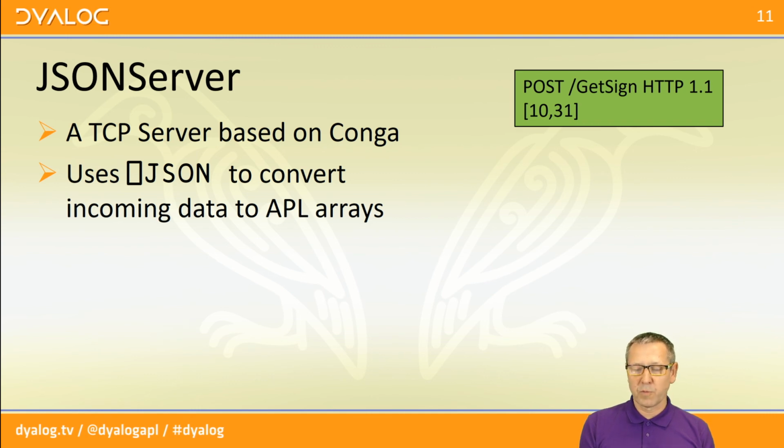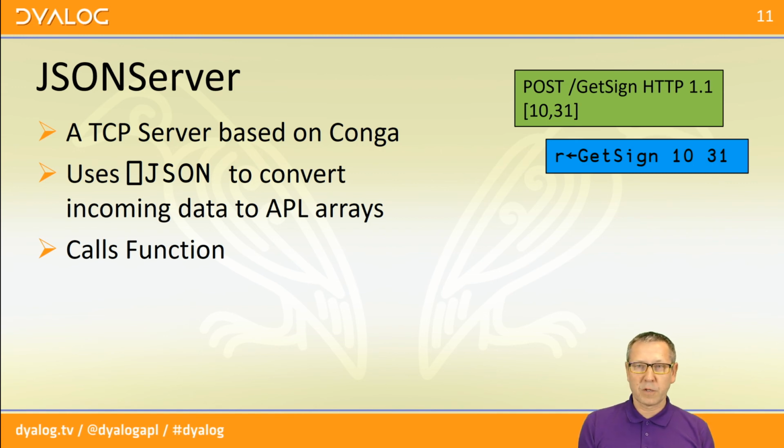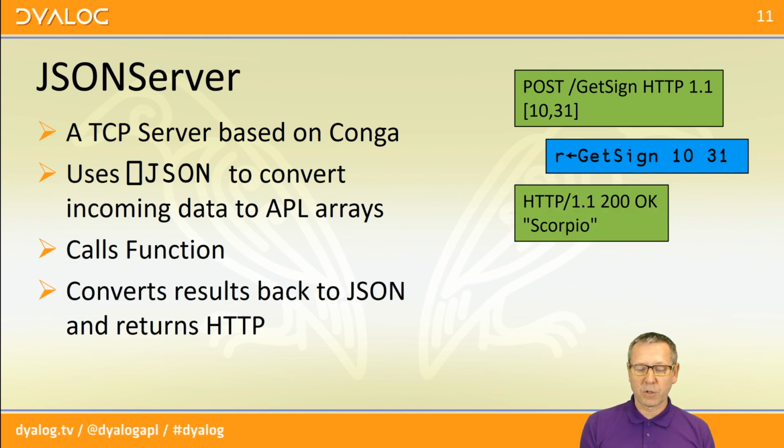But the important thing is it starts with the word POST. There's then a name identifying a resource that you want to post to, which is getSign. That's actually just the name of the function that you want to call in the JSON server. And then there's a payload, which is in JSON format. So this square bracket 10,31 is a 2-element integer vector. What the JSON server will do is pass it through ⎕JSON and convert it to the APL array 10 31, pass it to the getSign function, get a result back, pass that back through ⎕JSON, and create in double quotes, because that's how a string should be formatted in JSON, the result, and return that as an HTTP result.